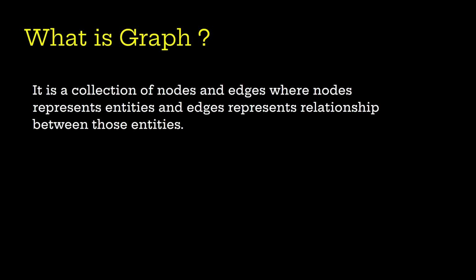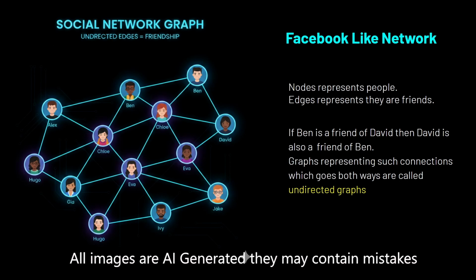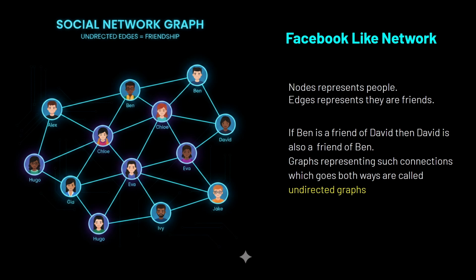It is a collection of nodes and edges, where nodes represent entities and edges represent relationships between those entities. This is a very simple definition, and it will get clearer if we look at examples. Here is an example of a graph. It represents different entities, which are people, and the edges represent friendship between them. This is a Facebook-like graph where, when two people are joined by a direct edge, that means they are friends.